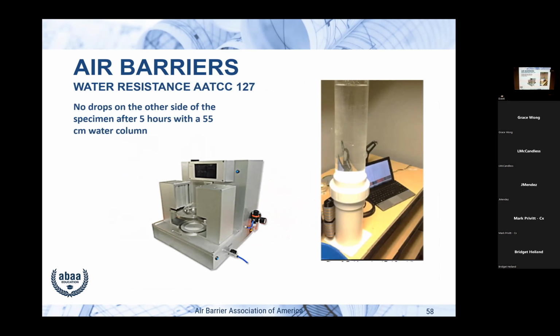Here's AATCC. This is called the water resistive test. You've got to be careful in this one. It's really good for thin materials. If you have a self-adhered or a fluid applied and it's 1/8 of an inch thick, you can put it in here, and you have 22 inches of water and you let it sit there for 5 hours. And then you look on the other side and you're looking for drops of water. I think it's very subjective.